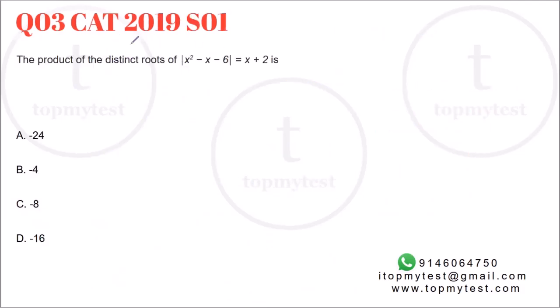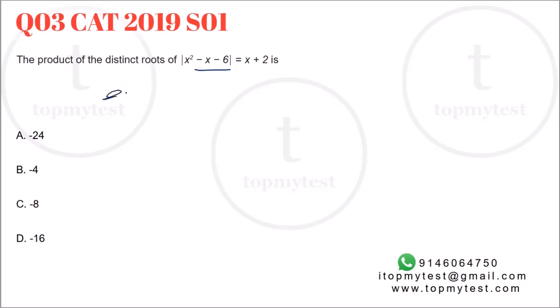Question number 3, it's from a recent CAT paper. It says, what is the product of the distinct roots of this? So we'll have to find all possible roots and multiply them. Right? Let's see what this is. So we'll have to use wavy curve sort of scenario for this. Right? How will we factorize this?